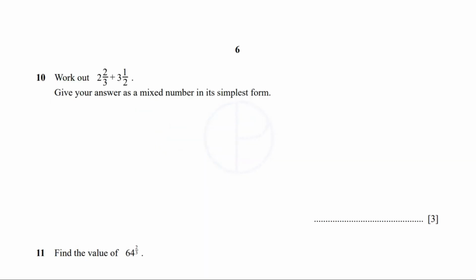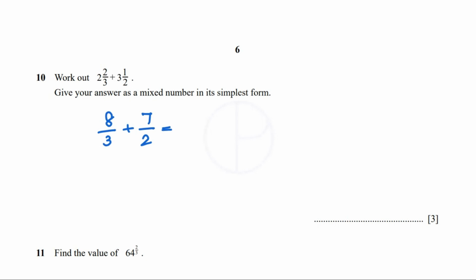Next, work out this expression. So 2 times 3 is 6. 6 plus 2 is 8. 8 over 3 plus 3 times 2 is 6. 6 plus 1 is 7 divided by 2.